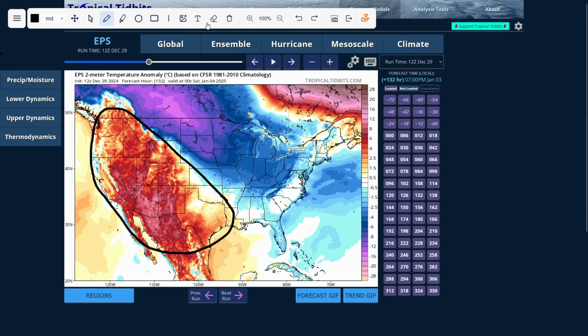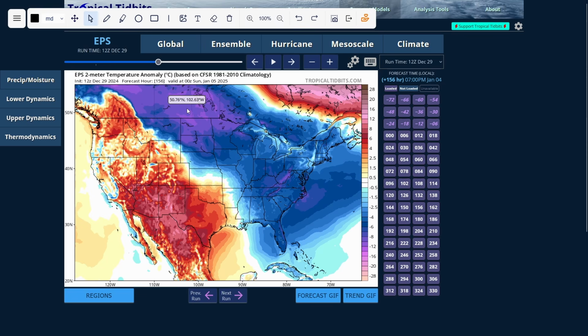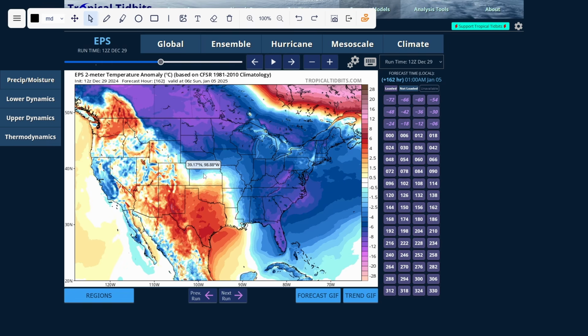But again, going back to this here, and looking at the EPS ensembles, those below average temperatures begin to really move in, and you'll have below average temperatures even into the north central United States this weekend, and much of the eastern US at least 4, 5, 6, all the way to even 7, 8, 9, and 10 degrees below average. And then again up in here into the north central US, temperatures could be even 8, 9, 10, 11, even 12 degrees below average.